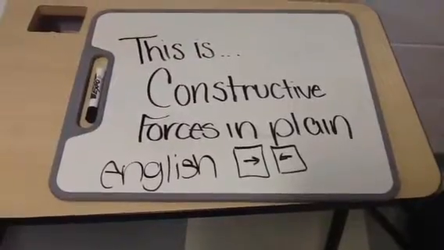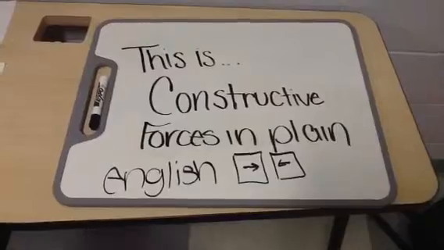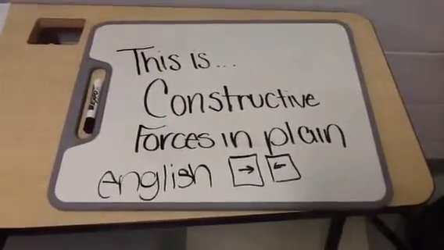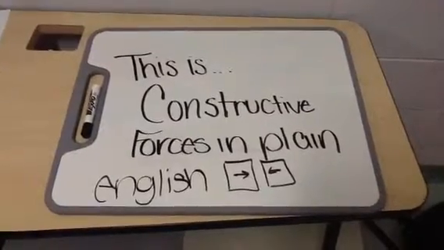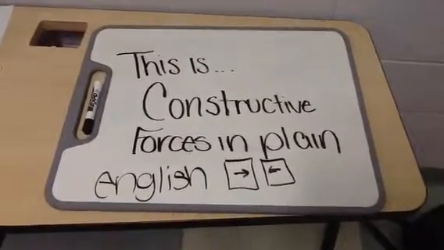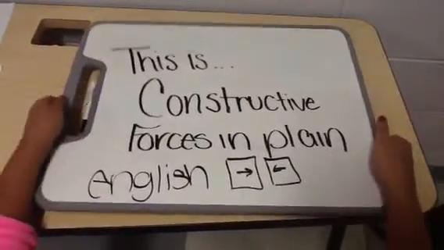This is constructive forces in plain English. Constructive forces. A boundary, also called a force, is where two plates meet. There are three types of boundaries. A fracture within a plate is also called a fault. A hole within a plate is called a hot spot. These boundaries, faults, and hot spots are responsible for many of the processes that form Earth's crust.